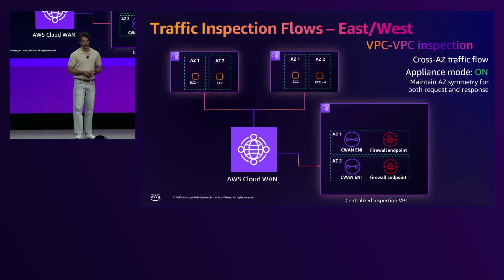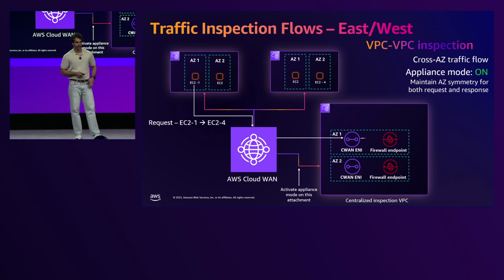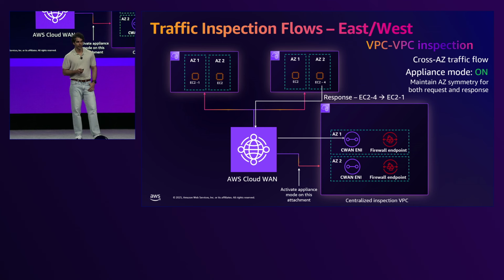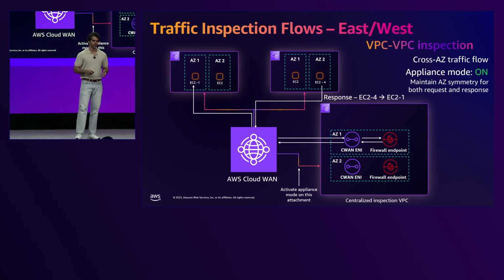So what you can do is you can enable appliance mode, which maintains this AZ symmetry. So you enable that on this attachment. And then when the response traffic comes back, Cloud WAN is going to store state, a flow hash, and it knows that the request for this traffic was sent to AZ1, so it will send the traffic to the same AZ. Right? So this is really important as you're doing VPC inspection and you want to enable appliance mode.